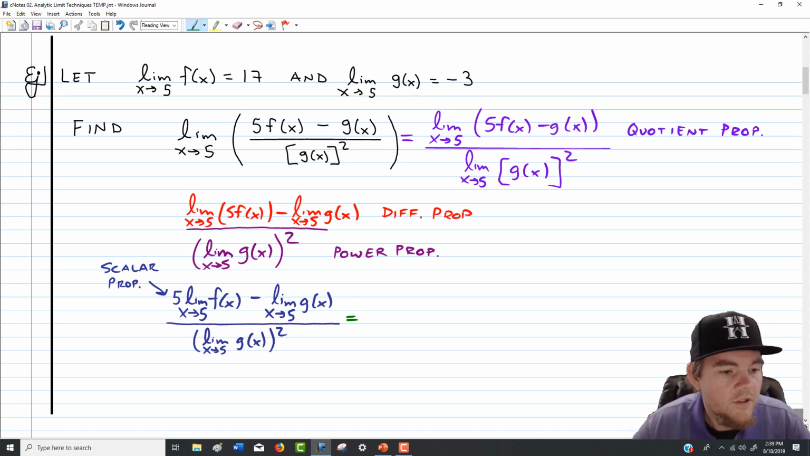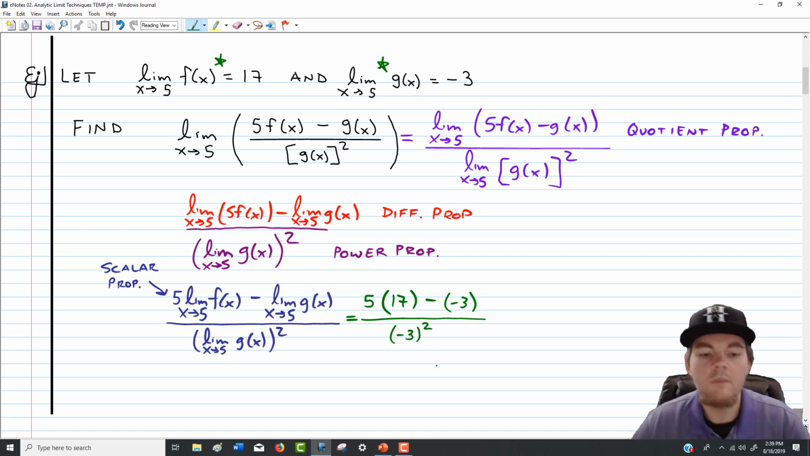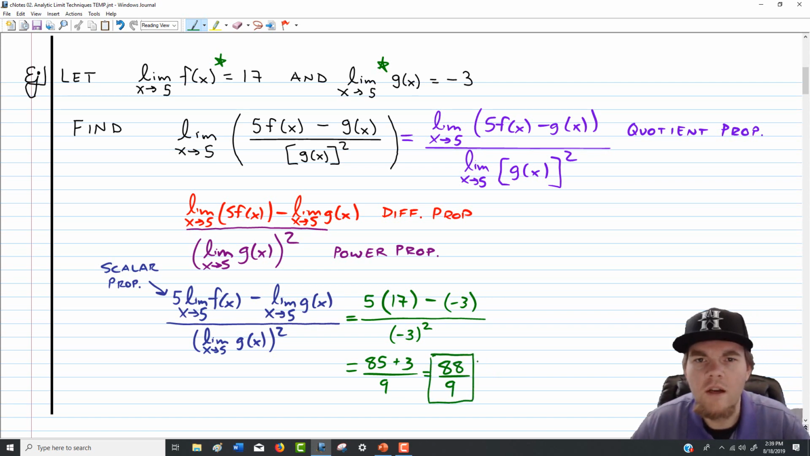I don't know. So to finish this thing up, we can just go ahead and evaluate. So we have the limit as x approaches 5 of f of x. Right up here it says that's 17. The limit as x approaches 5 of g of x, it says right up here that that is negative 3. And then likewise, the limit as x approaches 5 of g of x is negative 3, so we're going to square it in the denominator. And then this will finish up being 85 plus 3 over 9, which is 88 over 9. Or I think it's 9 and 7/8 if you so desire to do that. 9 and 7/8, or 9 and 7/9, excuse me. So feel free to write that, but there's our answer.